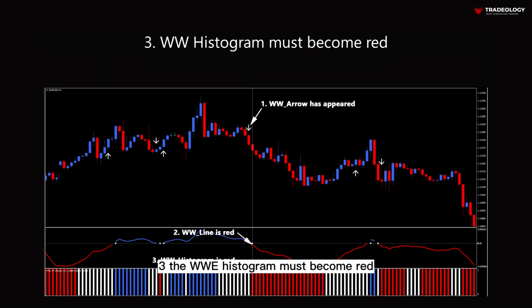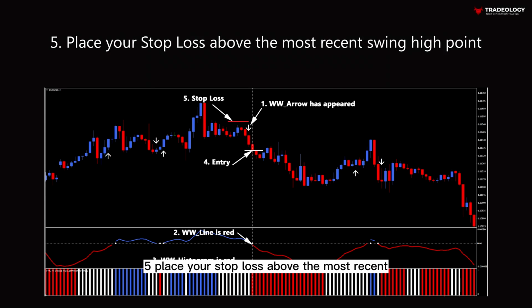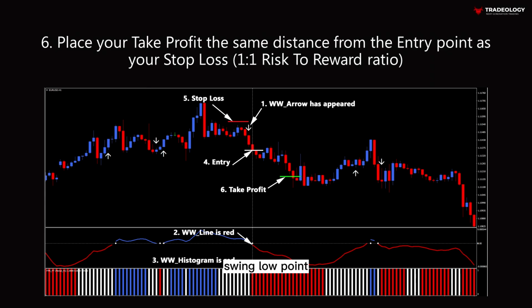3. The WW histogram must become red. 4. Once all the conditions have been met, enter the sell or short trade at the close of the candle. 5. Place your stop loss above the most recent swing low point.